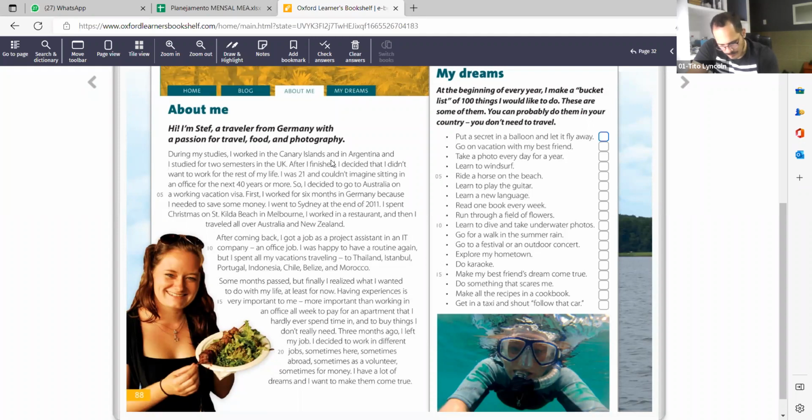First, I worked for 6 months in Germany because I needed to save some money. I went to Sydney at the end of 2011. I spent Christmas on St. Kilda Beach in Melbourne. I worked in a restaurant and then I traveled all over Australia and New Zealand.